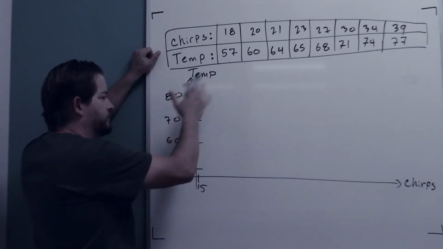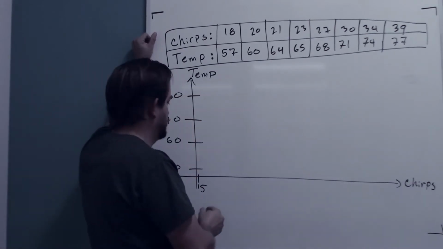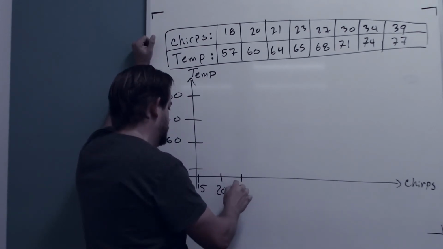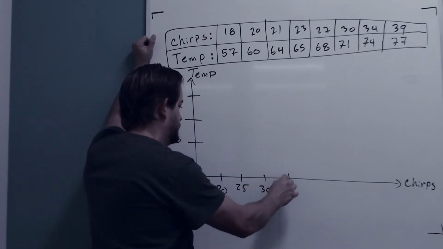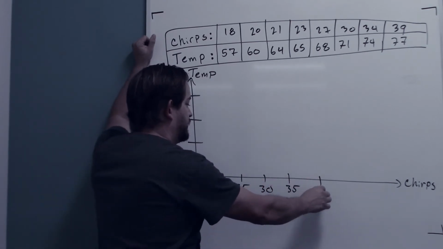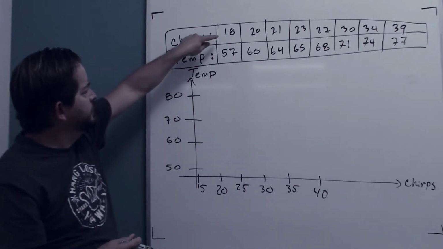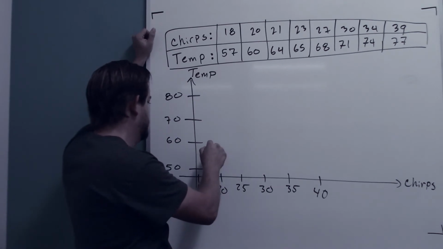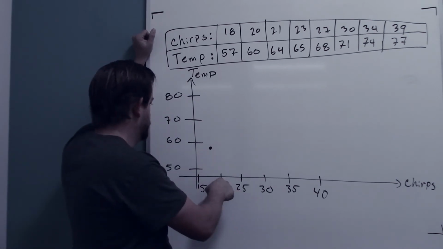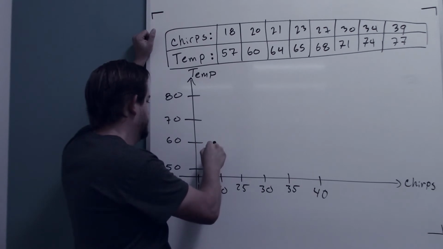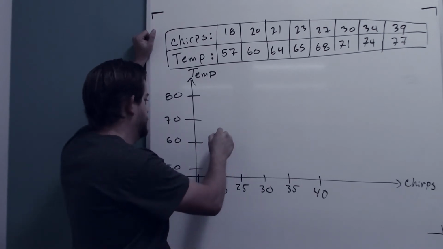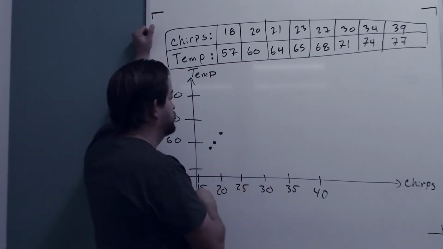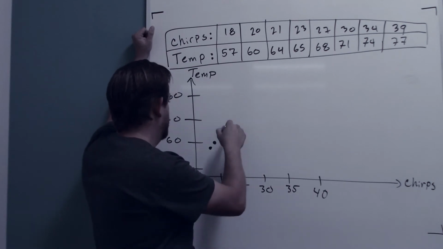And this is going to be pretty rough because I'm on a whiteboard. These go up to 40, so 15, 20, 25, 30, 35, and about 40. All right. So if I graph these, I've got 18 chirps gives me 57, so 18, 57, 20 and 60, 21 and 64, 23 and 65.